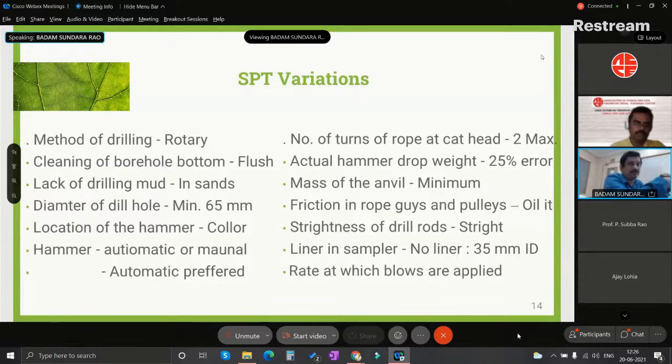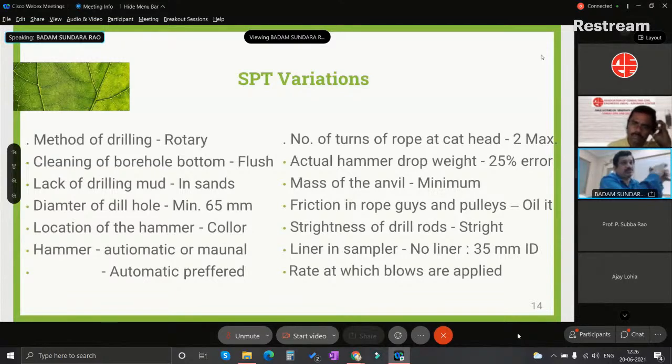Next one is the mass of the anvil. The energy is transmitted from the anvil to the drill rods. If too heavy a mass of the anvil is there, there will be energy absorption at the anvil itself, and the energy loss is more. Therefore, the mass of the anvil should not be too much, and it should transmit the maximum kinetic energy to the drill rods and finally to your split spoon.